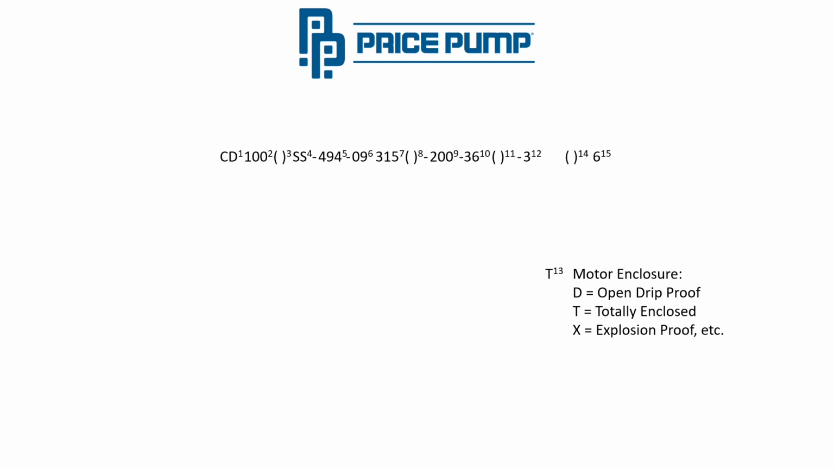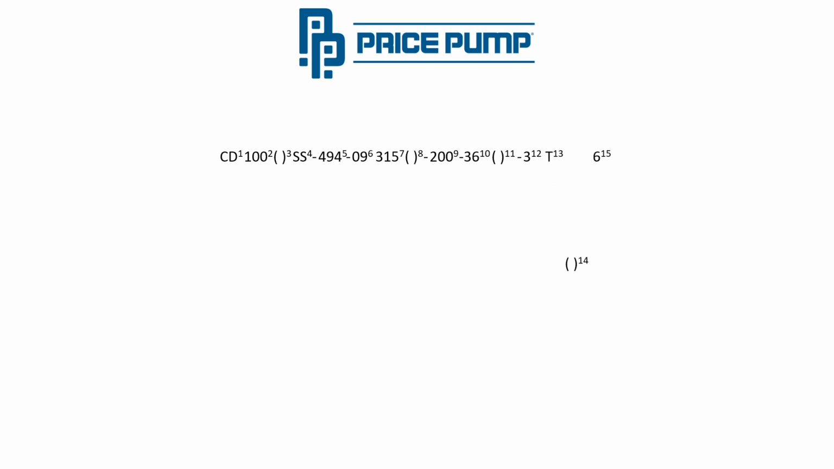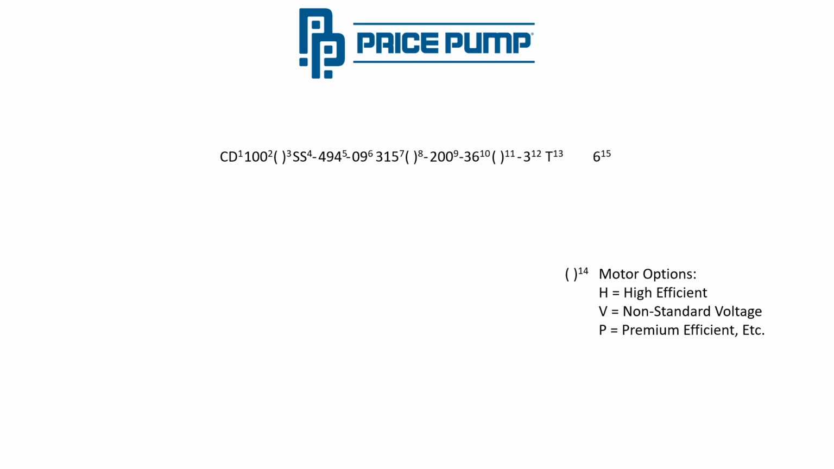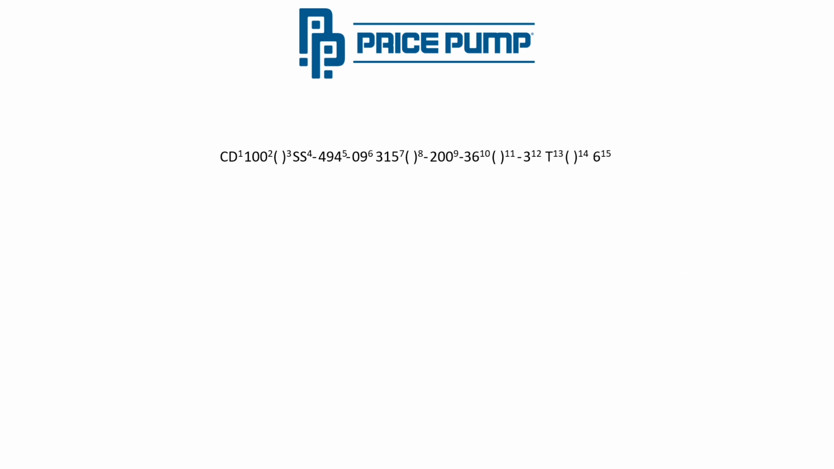Identifier number 14, which is left blank in this scenario, is an identifier for special motor options. For instance, if there was a P, this would indicate a premium efficient motor. Finally, identifier 15 is a 6, and this indicates the motor is rated to run at 60 Hz operation. If there is a 5, the motor would be rated for 50 Hz, and a 7 means the motor is rated for use at 50 or 60 Hz.